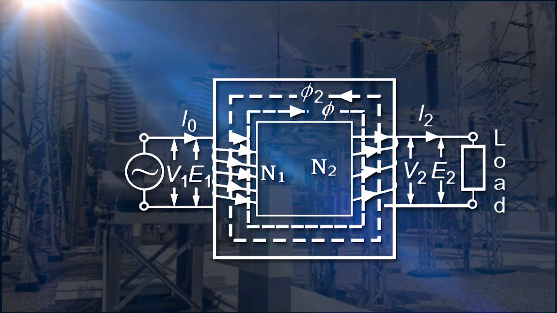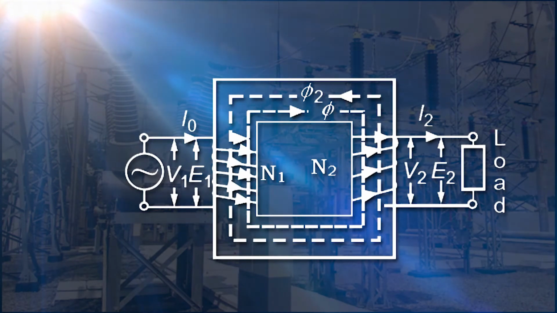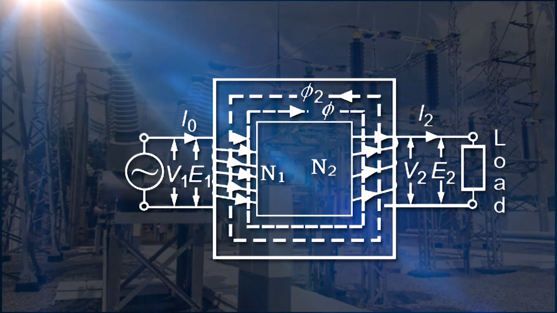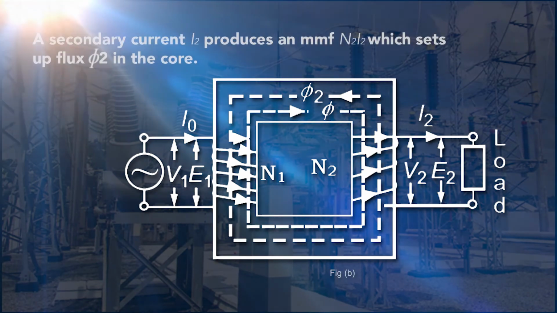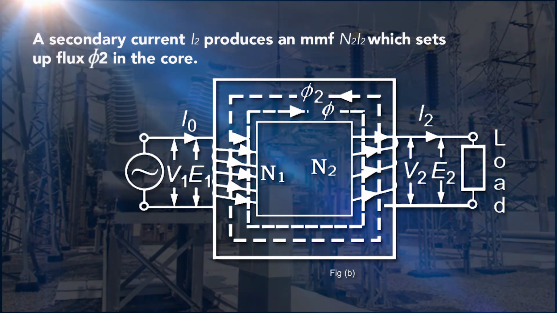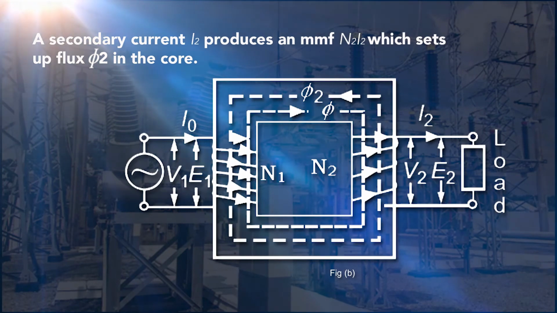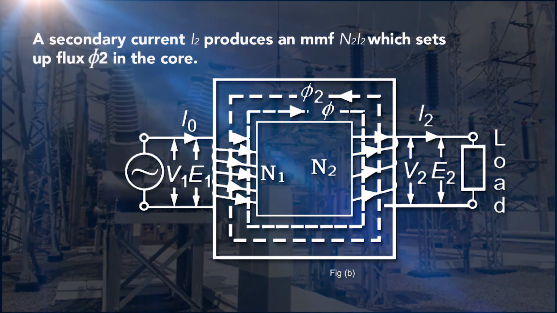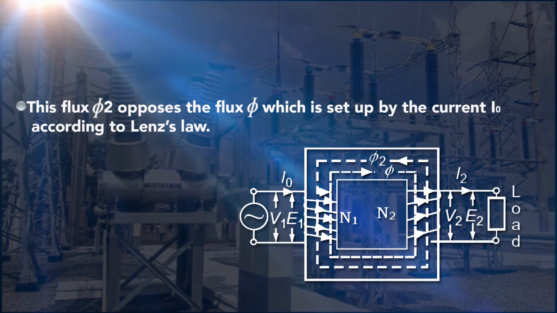Here you can see that a load is connected, and due to this load the current I2 is flowing. So when the transformer is loaded, current I2 flows in the secondary winding. This secondary current I2 produces an MMF, that is N2 into I2, which sets up the flux phi 2. Here you can see in figure B, this flux opposes the main flux phi. That means this phi 2 will oppose the main flux phi, which is set up by the current I naught, as shown in figure B, as per Lenz law.